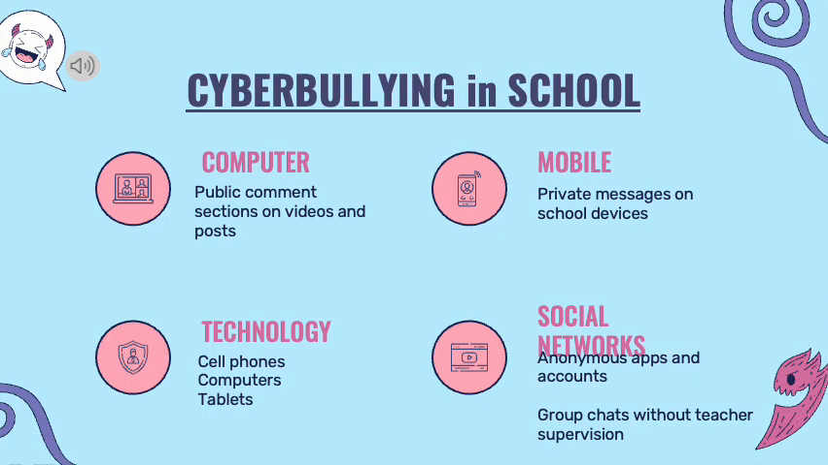Here are some forms of cyberbullying in school. Through the computer, public comment sections on videos and posts, mobile devices, private messages on school devices like iPads, technology, which is the primary source of cyberbullying: cell phones, computers, and tablets, and then through social networks, anonymous apps and accounts, and then group chats without teacher supervision.